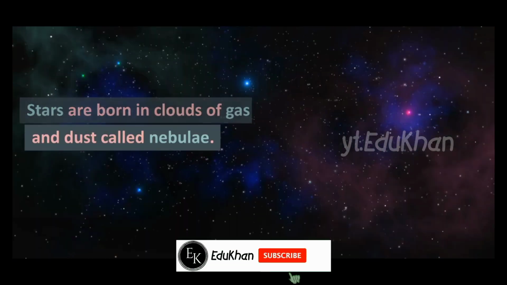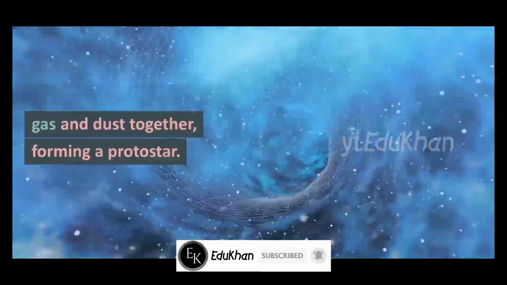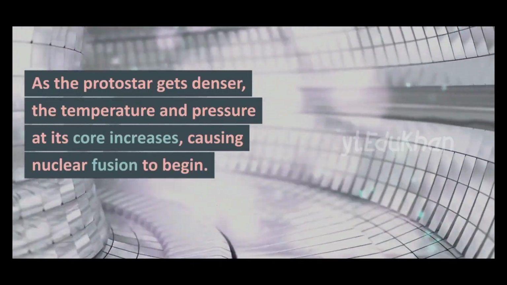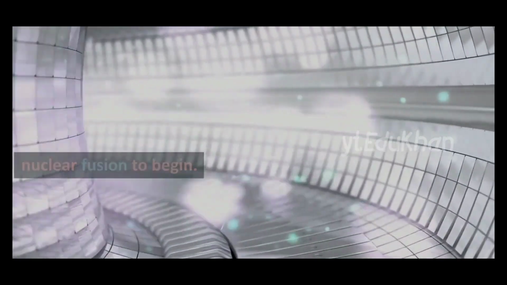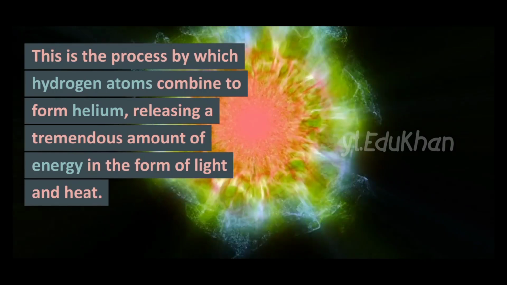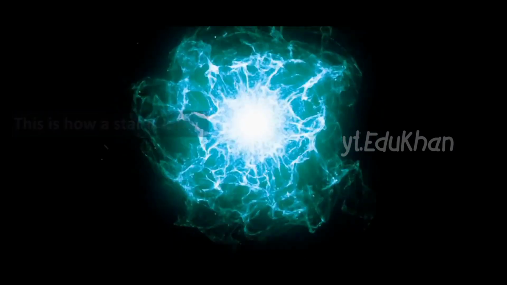Stars are born in clouds of gas and dust called nebulae. The force of gravity pulls the gas and dust together, forming a protostar. As the protostar gets denser, the temperature and pressure at its core increases, causing nuclear fusion to begin. This is the process by which hydrogen atoms combine to form helium, releasing a tremendous amount of energy in the form of light and heat. This is how a star is born.